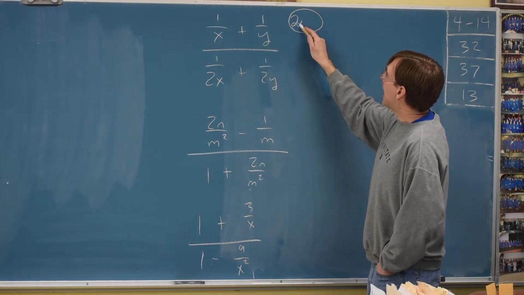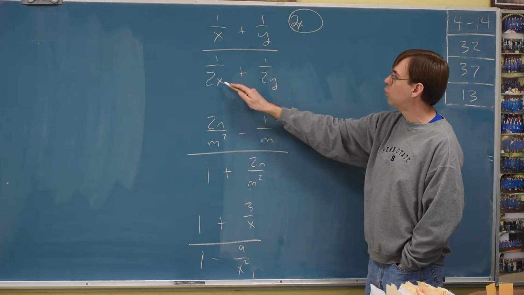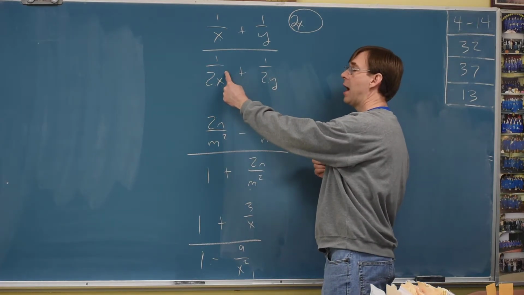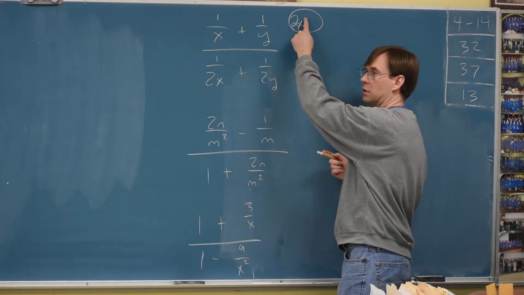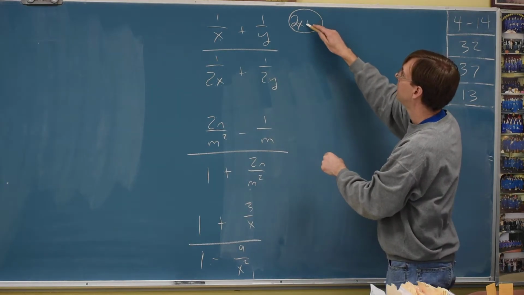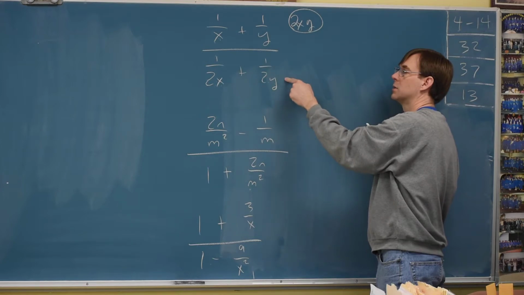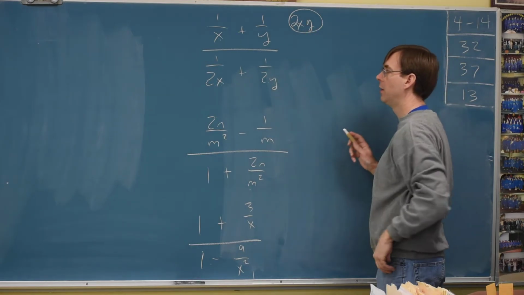I also need to take an x because I see one here, I see one there. The most I ever saw was one of them. If this had a power on it, I'd have to take that power as well. But nothing had powers, so I'm good with just an x. I'm also good with just a y, because all I see here are y's. One at a time is the most, so that is my common denominator.